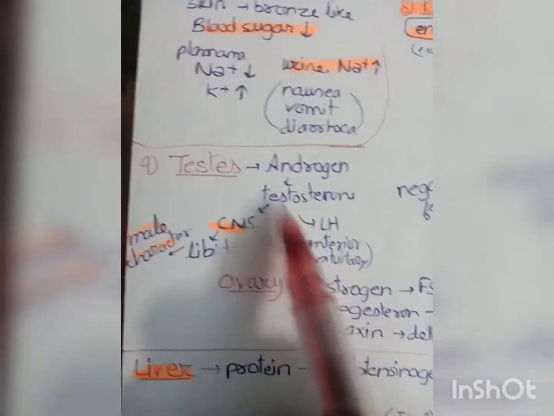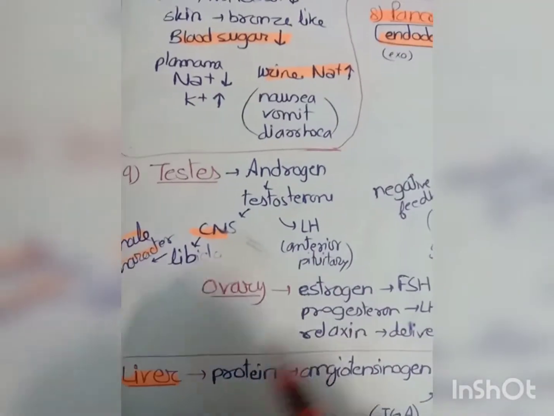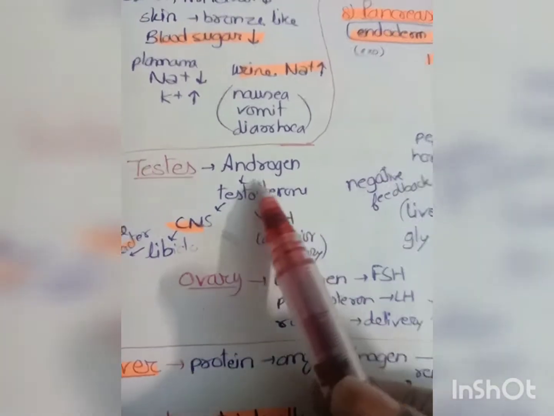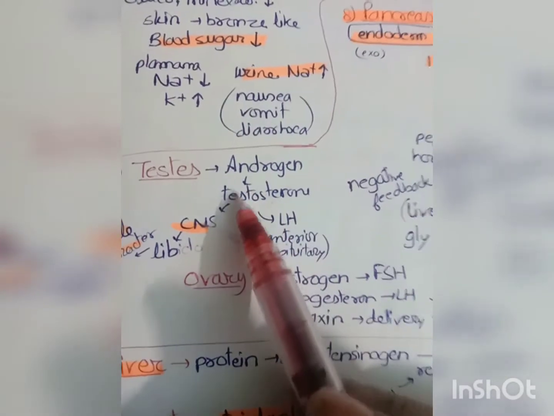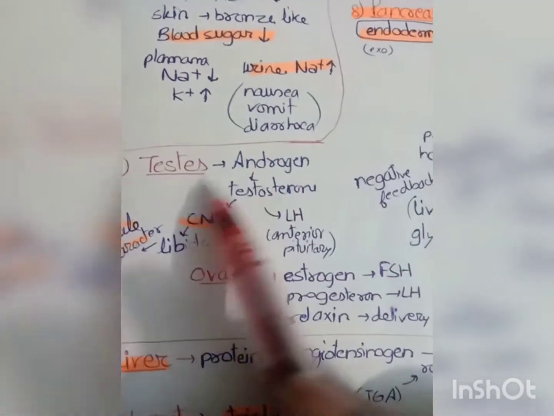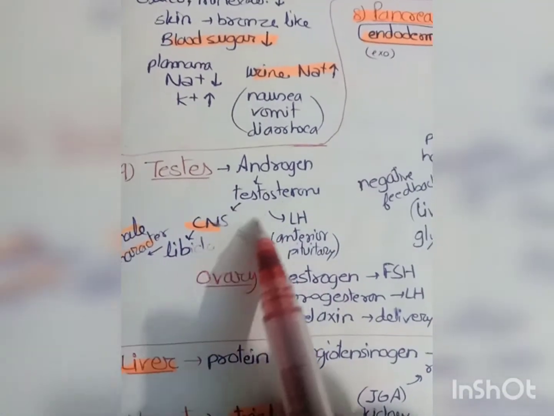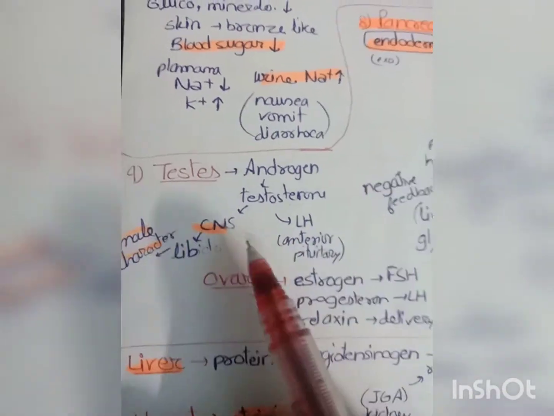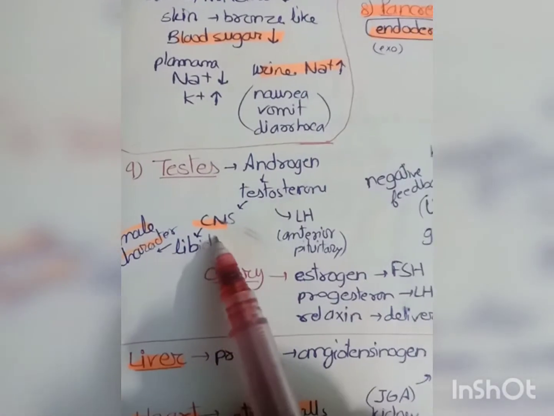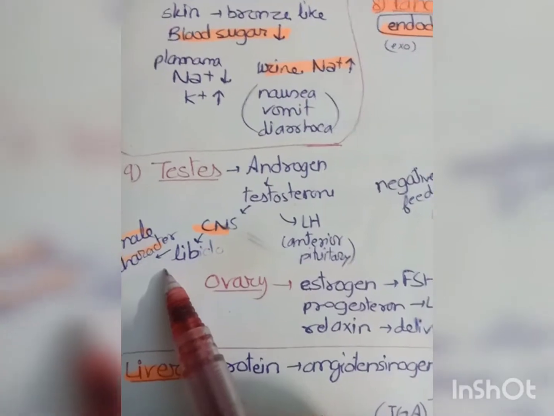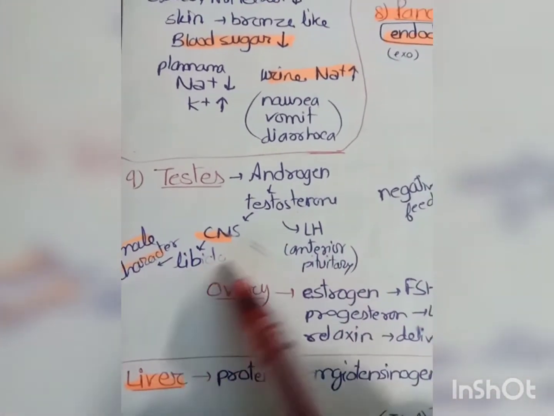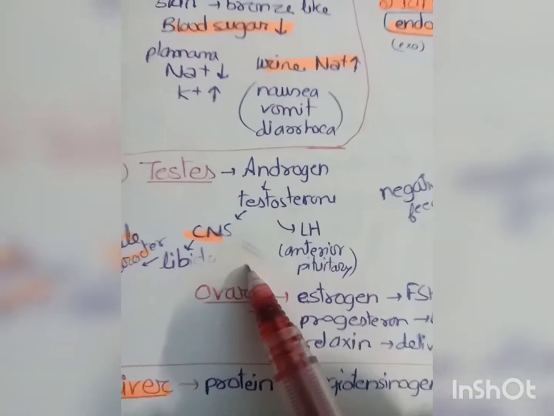Now, our gonads, that is testes and ovaries, are also endocrine glands. Testes secrete androgen, and the type of androgen secreted by testes is testosterone. It has dual functions. One is that it works on the CNS and is responsible for libido, which is the male character. Like the male external appearance, the Adam's apple, the harsh voice and all these.